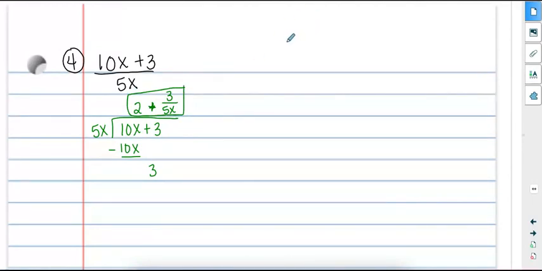Okay, number 5. The given says x squared plus 6x plus 5 divided by x plus 2. Okay, so let's set it up so we can divide.